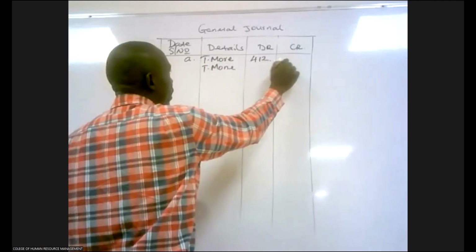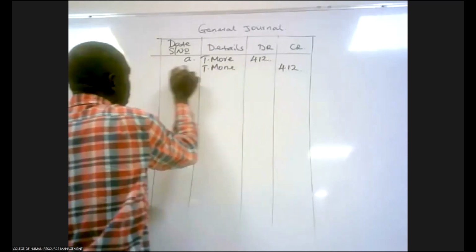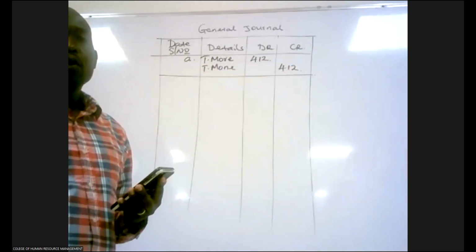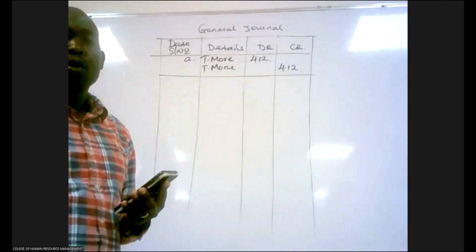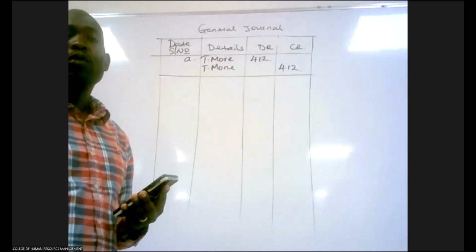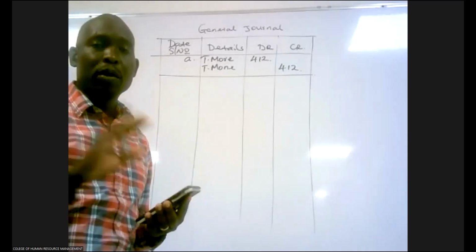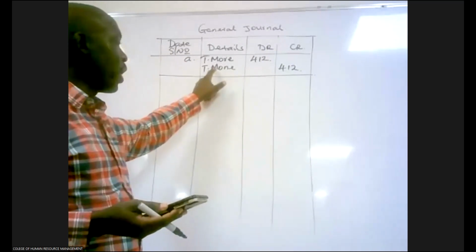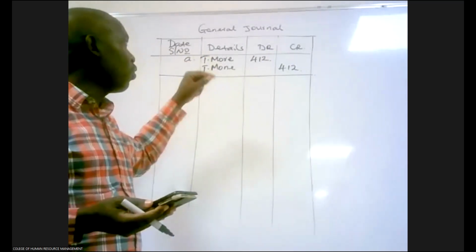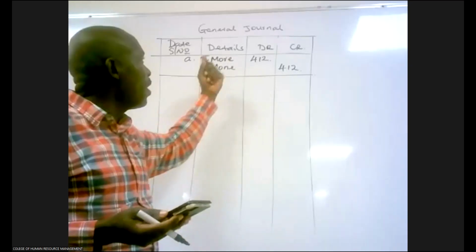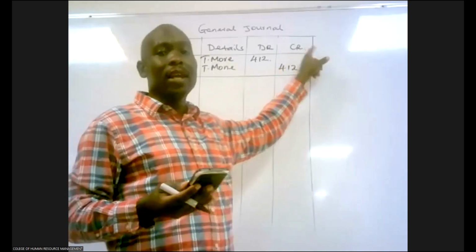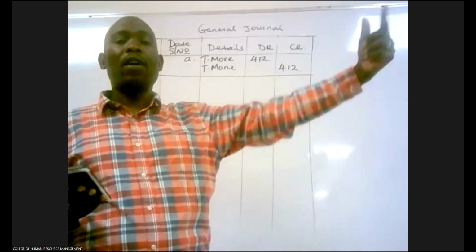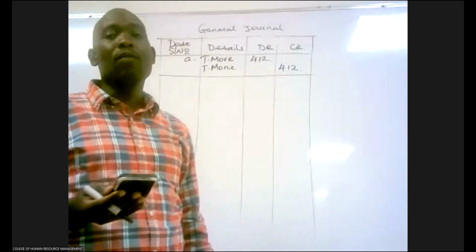This one we shall credit by 412, like that. And that one is corrected. So understand why we have debited Timor. We have debited it because it was the correct account to be debited from the word go, but it was never debited. We went and debited T-Money. So in T-Money, because it was a wrong debit there, we reverse that transaction by crediting, so that that transaction is cancelled. Now we transfer it to the correct account, which is for Timor.